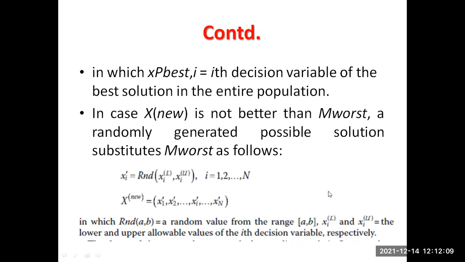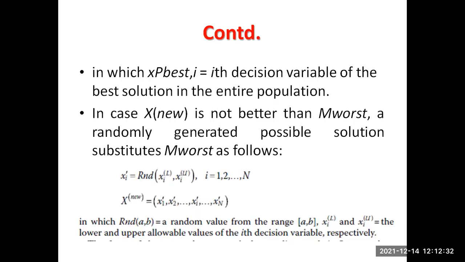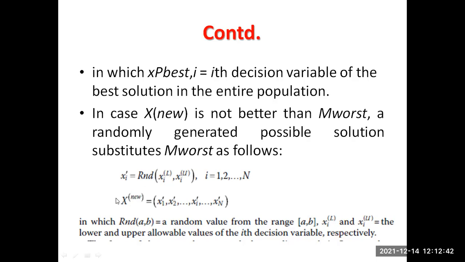Third option is, in case X new is not better than the M worst, a randomly generated possible solution substitutes M worst. So what we'll do, Xi dash will be a new random variable we generate, and those random variables will substitute the M worst value. So the frogs of the Memeplex are ranked according to their fitness value following the replacement of the M worst. So now what we'll do? See, this X new is generated by three ways.